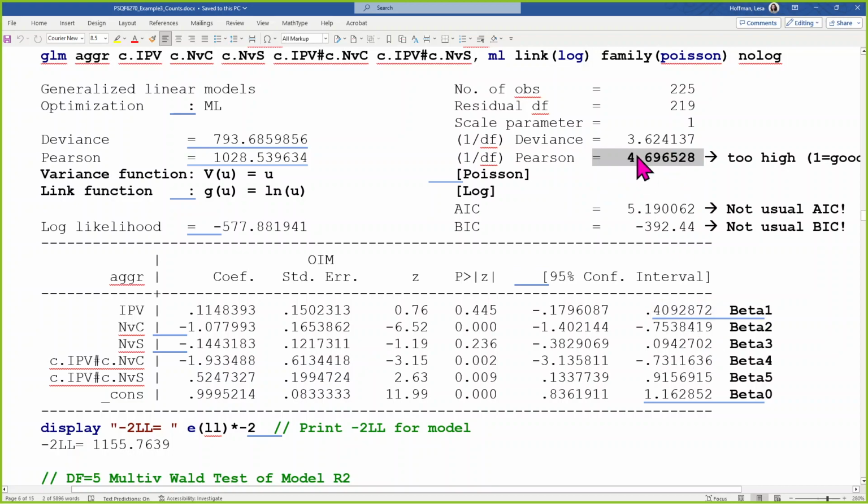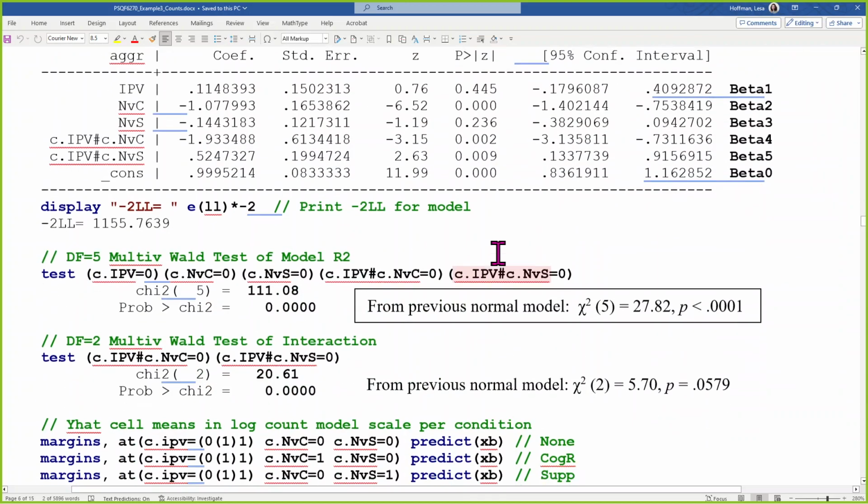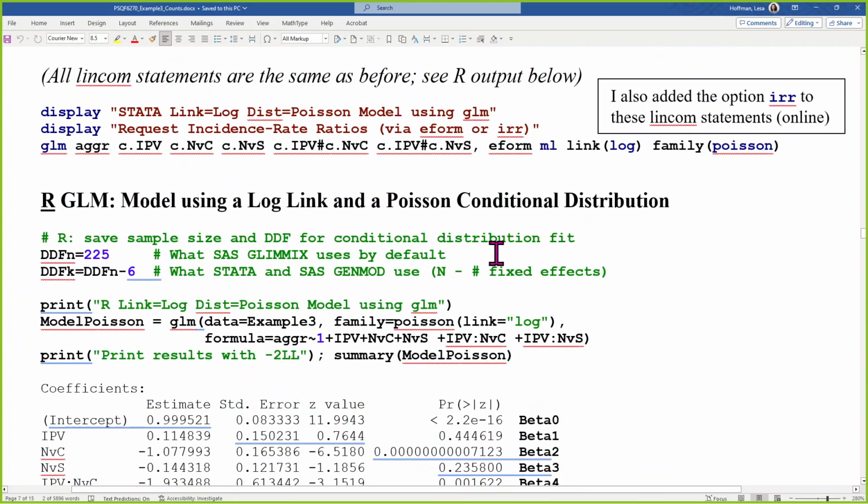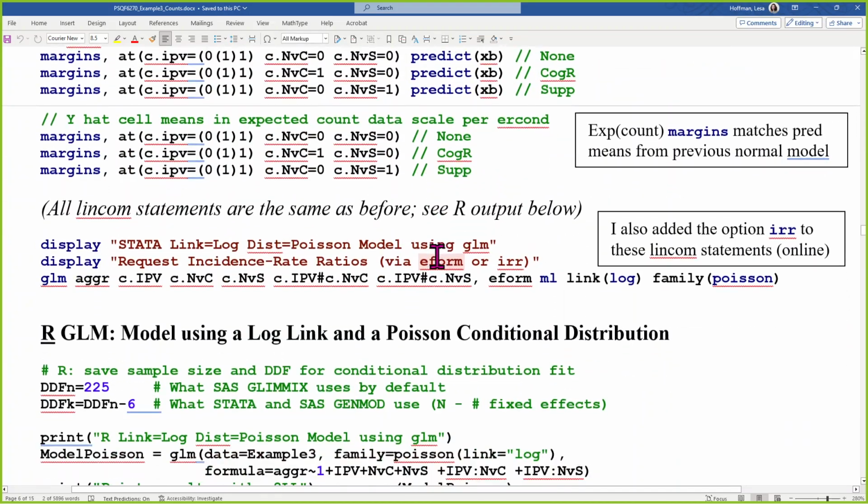My distribution fit index, Pearson chi-square over degrees of freedom. This is an index of what the variance is in the data as observed relative to what it's supposed to be according to a Poisson model. And this means we have 4 times as much variance as we're supposed to. So this is not believable yet. Not yet. Which is too bad, because everything is wildly significant.